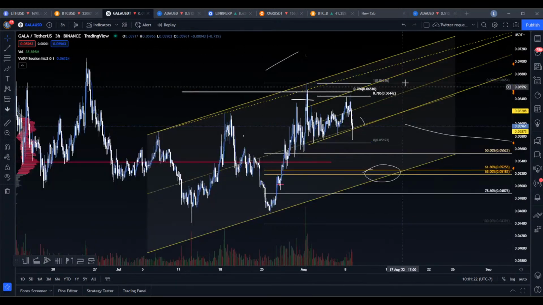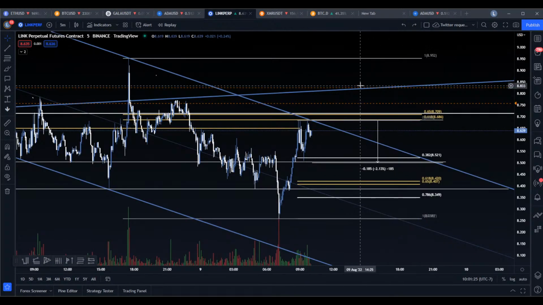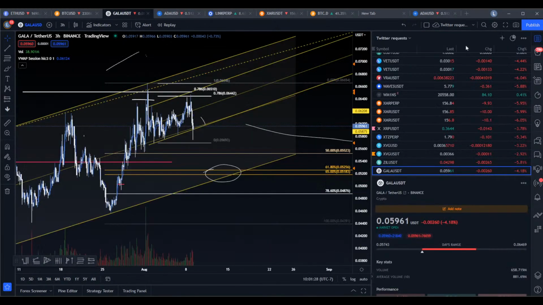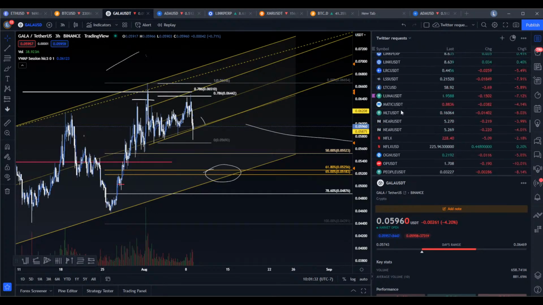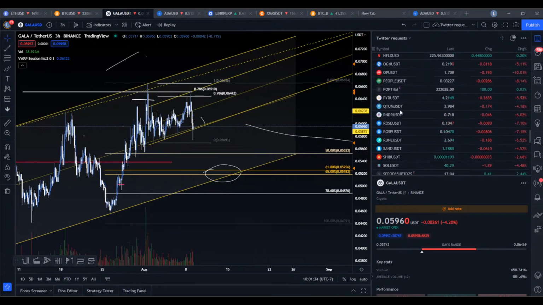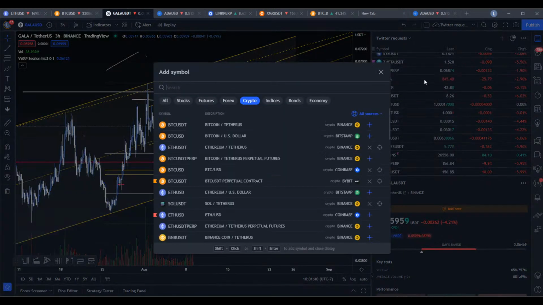Yeah, I'll check a couple altcoins. I'll check Ocean. Let me actually just pull off this chart. Might not even have Ocean on here.